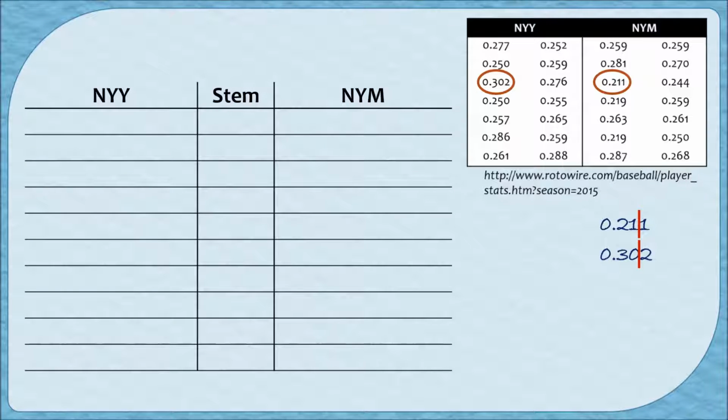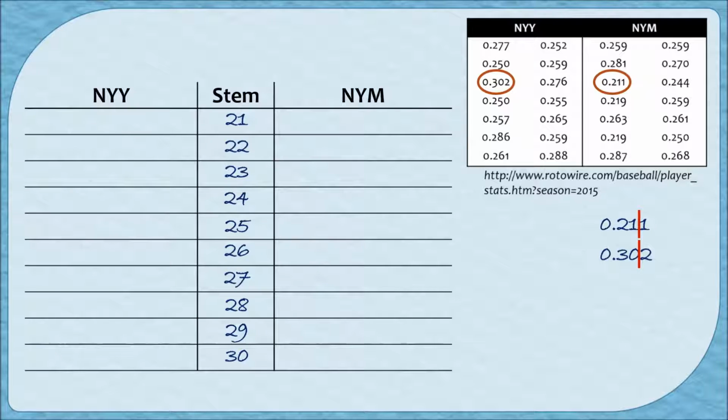I start out this time by making 3 columns. On the left-hand side will be the New York Yankees, and on the right-hand side will be the New York Mets, and in the middle will be the stems for both. Since I need my stems to range from 21 to 30, I'm going to start numbering 21, 22, and so on, all the way down until I get to 30.